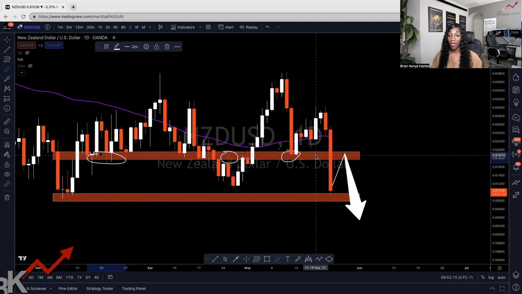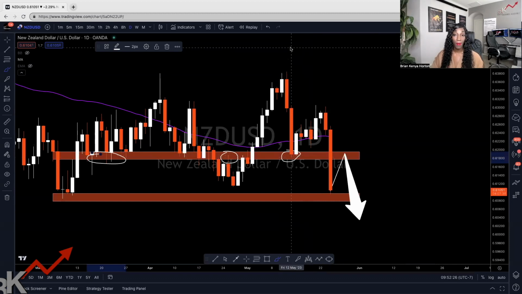So I would set an alert right before price gets to the level. I will set an alert right at about 61.80. And that way, once the price gets to this level, you then will look for a potential opportunity to short.